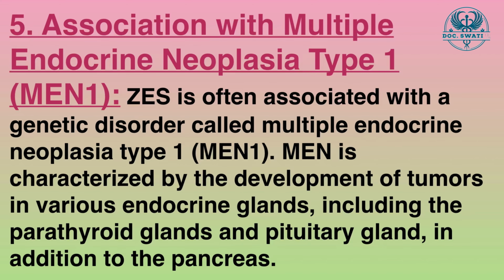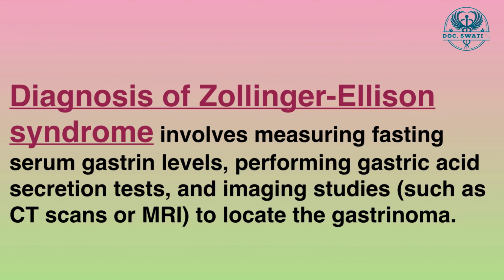Fifth, association with multiple endocrine neoplasia type 1, MEN1. Zollinger-Ellison syndrome is often associated with a genetic disorder called multiple endocrine neoplasia type 1. MEN is characterized by the development of tumors in various endocrine glands including the parathyroid gland and pituitary gland, in addition to the pancreas. Diagnosis of Zollinger-Ellison syndrome involves measuring fasting serum gastrin levels, performing gastric acid secretion tests, and imaging studies such as CT scan or MRI to locate the gastrinoma.